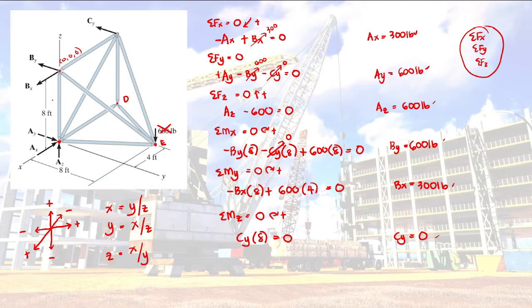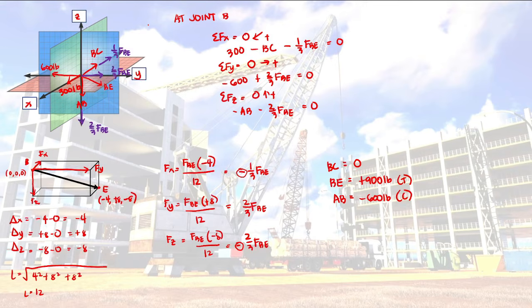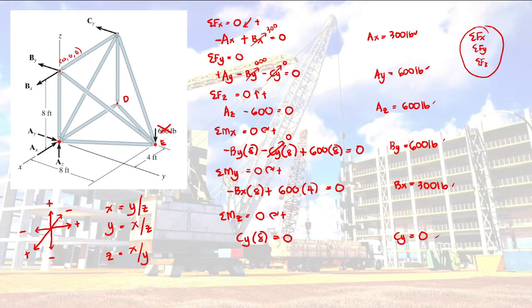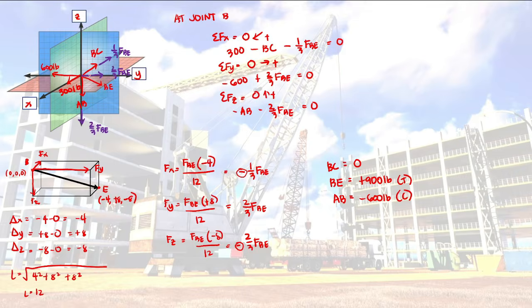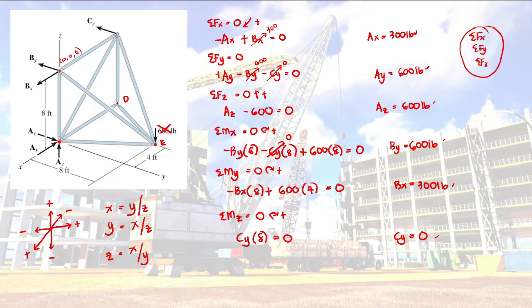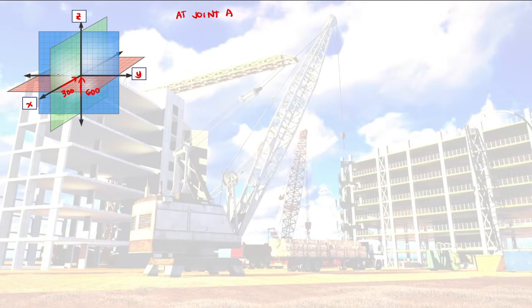So, ang joint A natin, meron tayong AZ. So, our AZ is 600 pounds. Then what else? Meron din tayong AX. AX is 300. So it is going that way, 300. What else? We also have AY. Our AY is 600. Then our member forces.